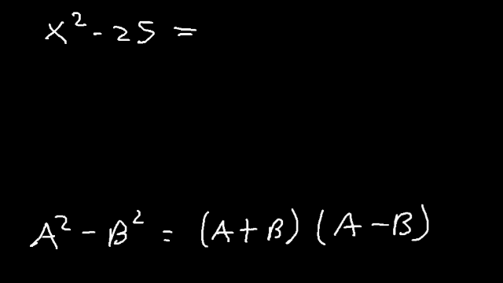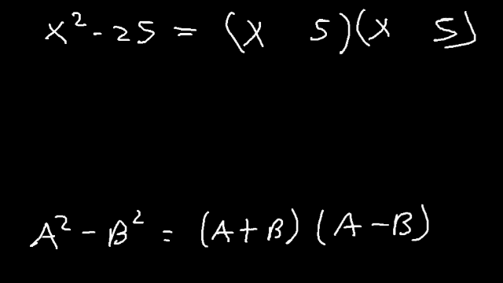So what you really need to do is take the square root of x squared, which is x, and the square root of 25, which is 5. One side is going to be positive and the other side is going to be negative.